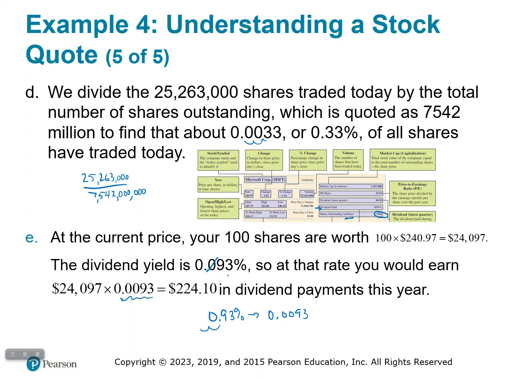They actually did the correct calculation. We just have an extra 0 here. I apologize for that. All right, the 0.93 used correctly here as 0.0093. When I multiply that back, I should make $224.10 in dividend payments this year.